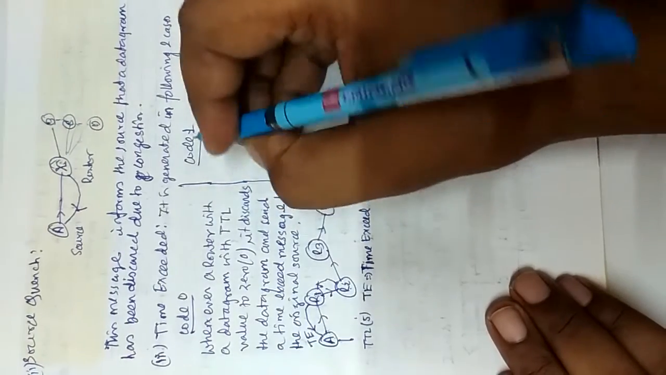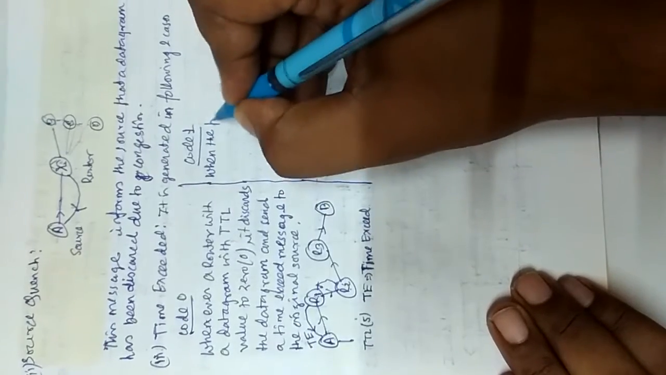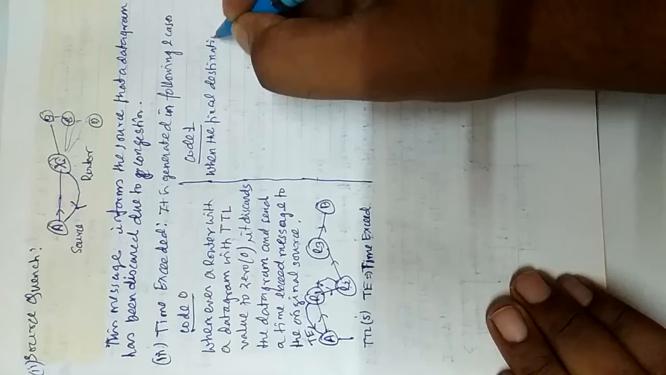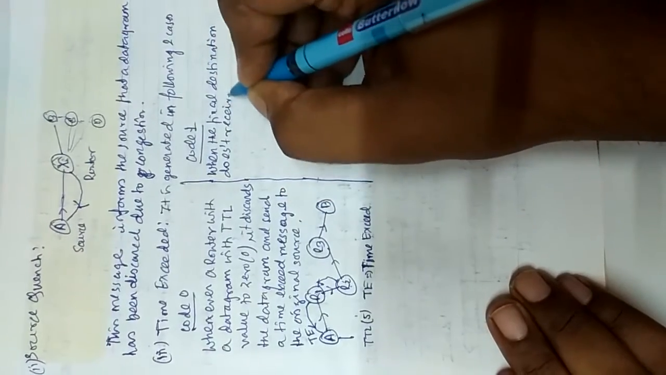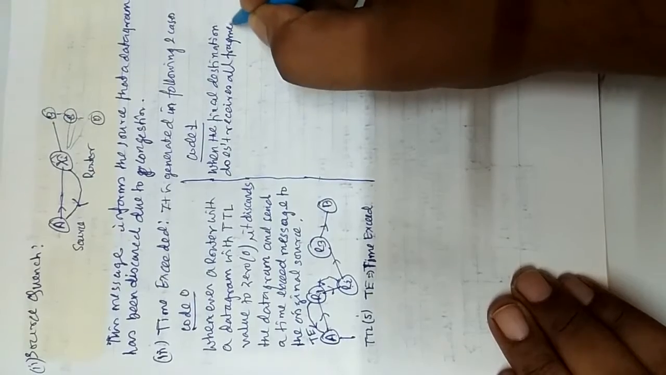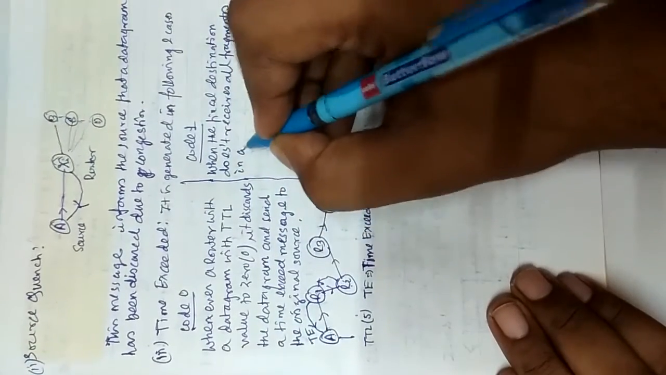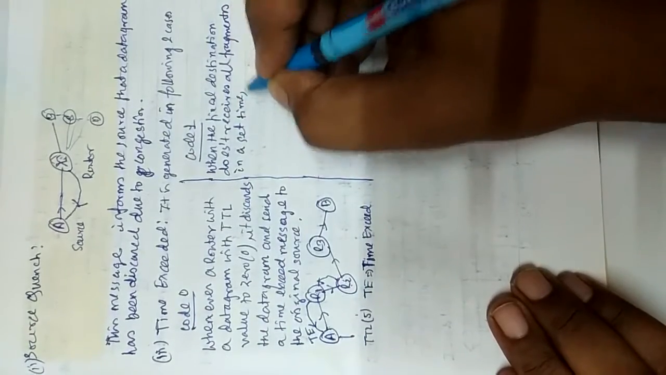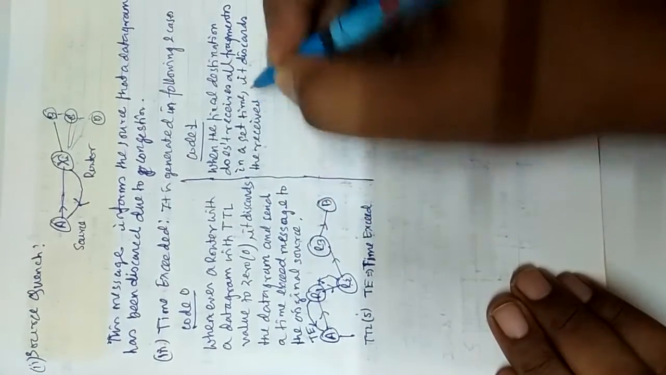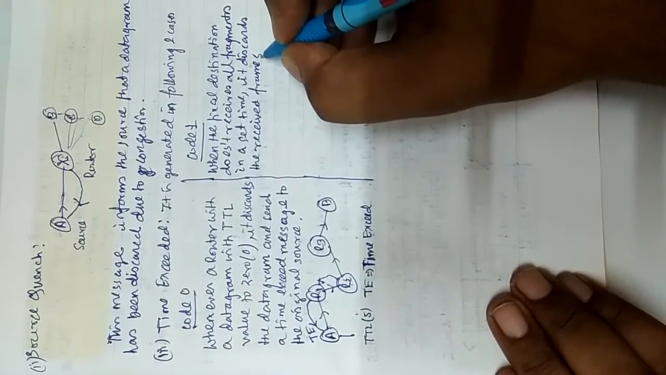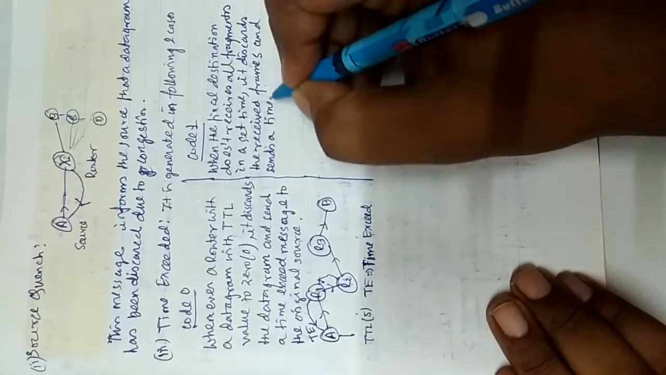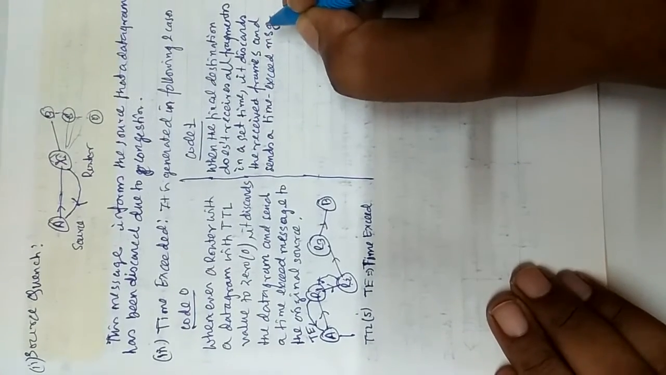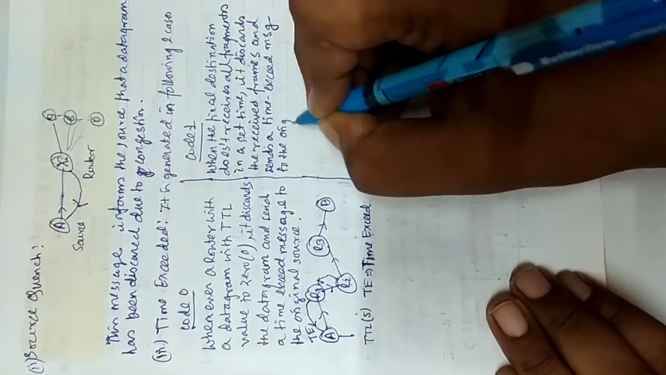So first I write the theoretical part of code 1. When the final destination doesn't receive all fragments in a set time, which I just told you, it discards all the received frames and sends a time exceeded message to the original source.